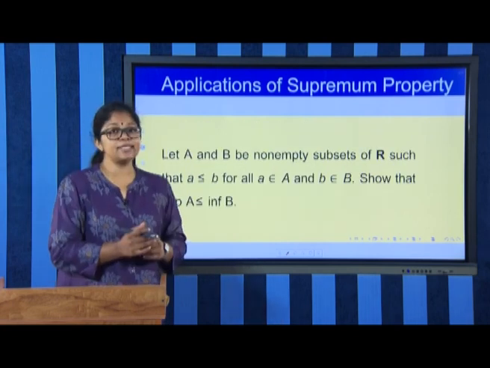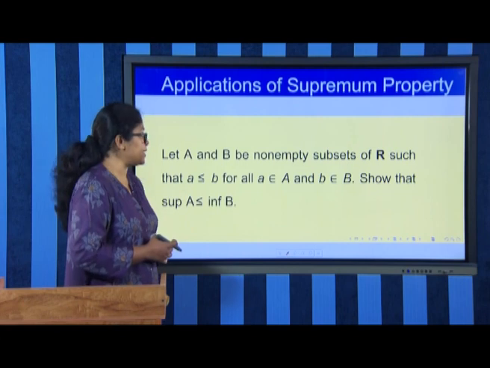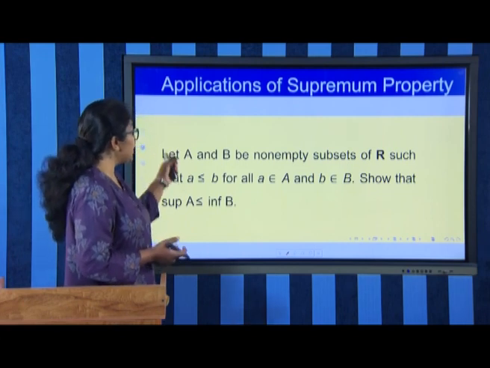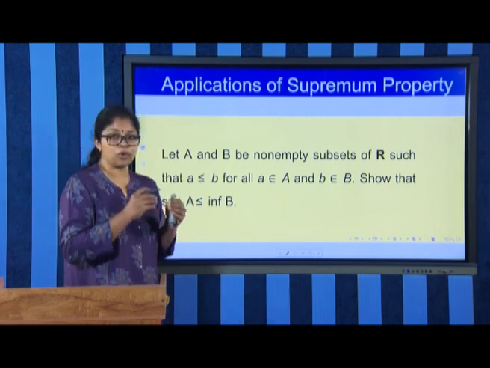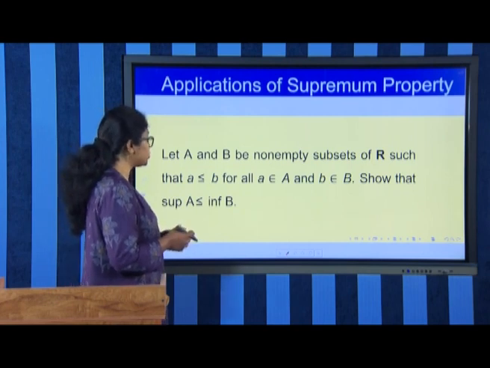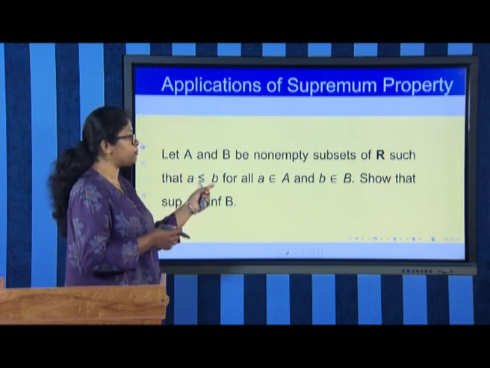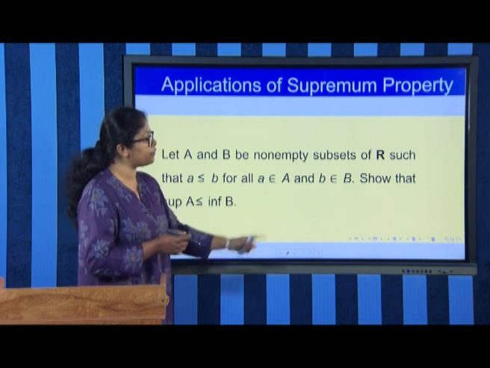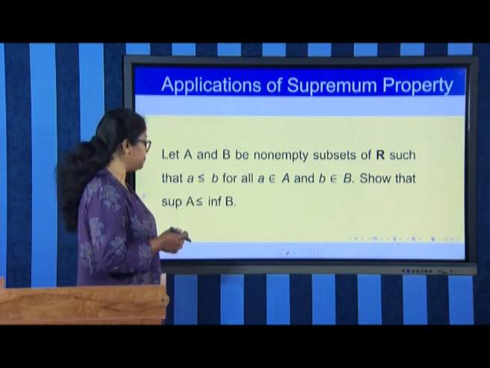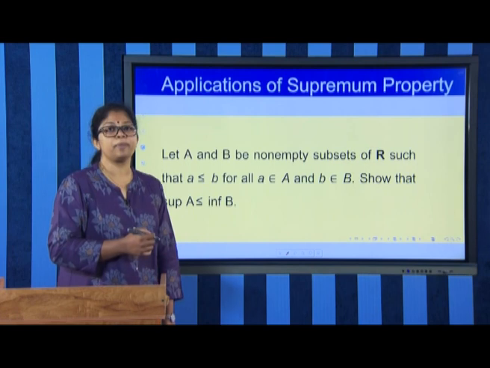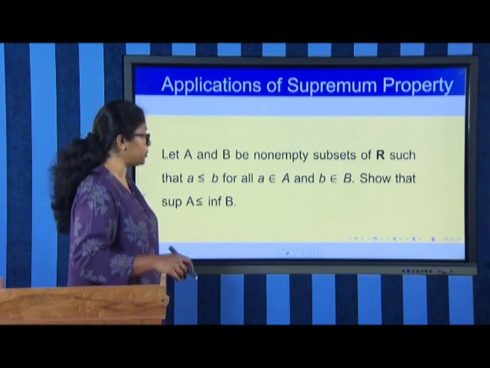Now the second application of the supremum property is to show that if A and B are two non-empty subsets of R such that a is less than or equal to b for all a element of A and b element of B, then definitely supremum of A is less than or equal to infimum of B.